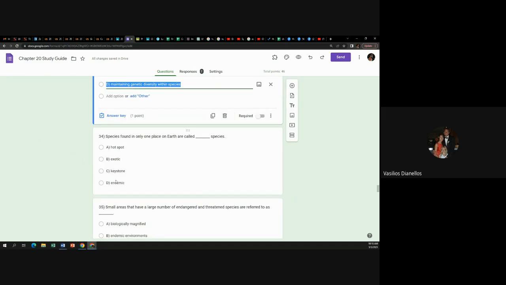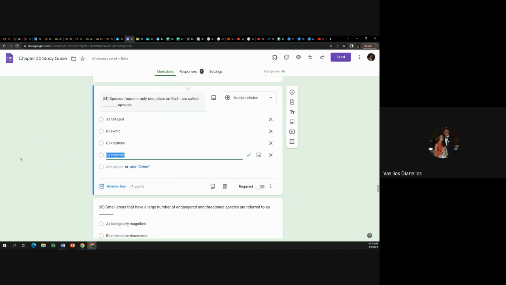All right, species found in only one place on Earth are called what? Those are called endemic species. So if this was a partial credit question, which it won't be, then the only other options would be keystone or maybe exotic, because those are at least describing a species. Hotspot is not describing the species at all. It's describing the area. So anyway, any questions about 34?